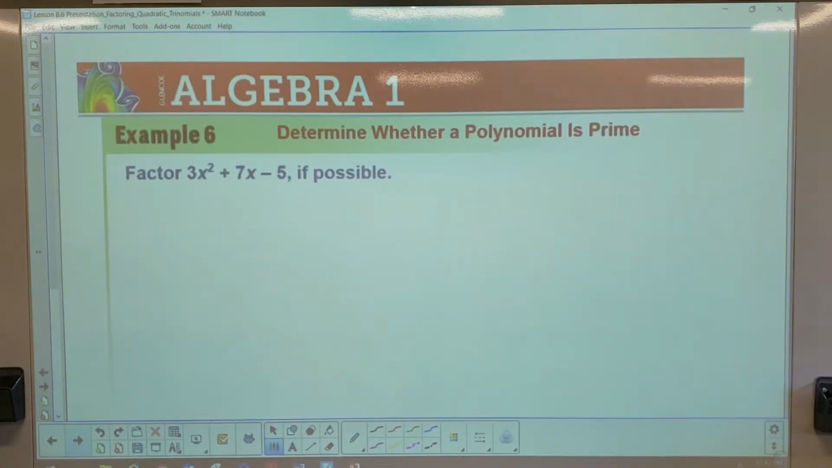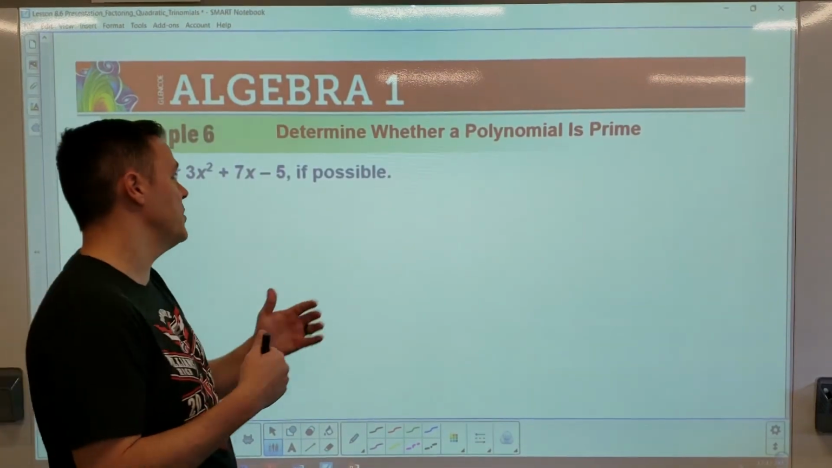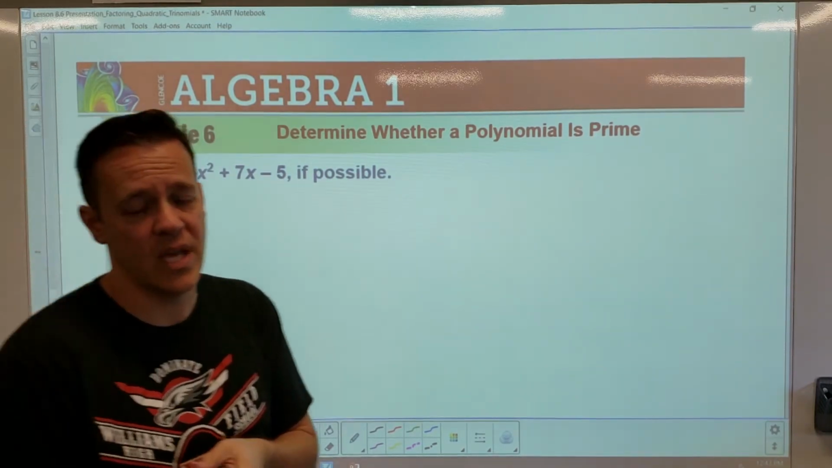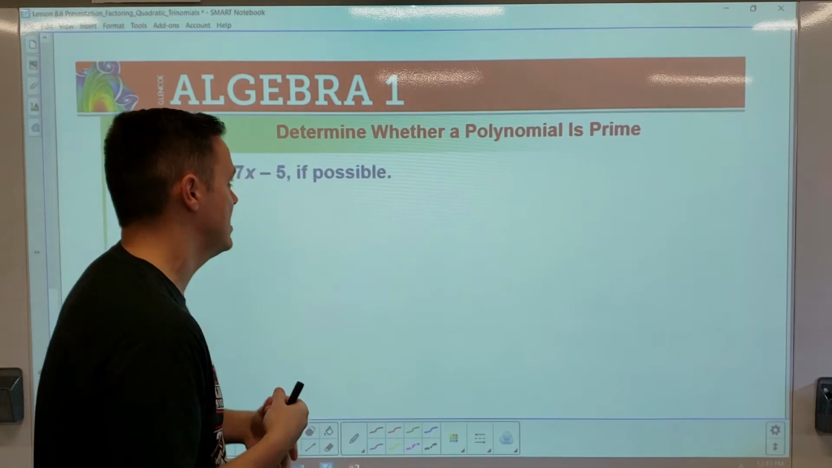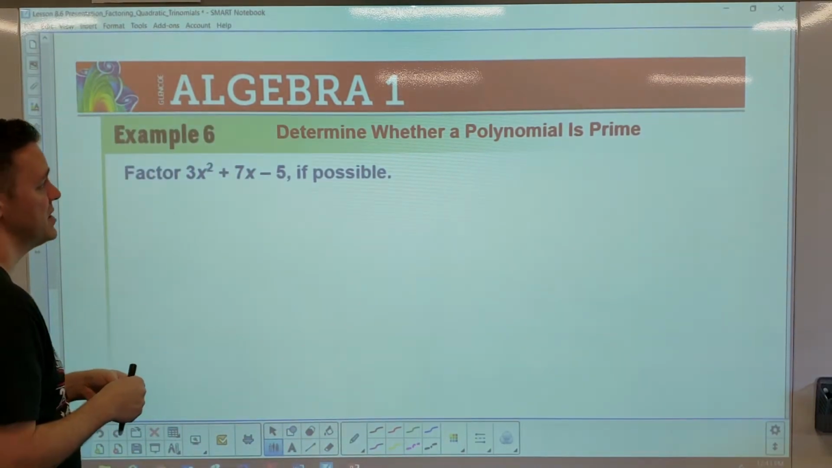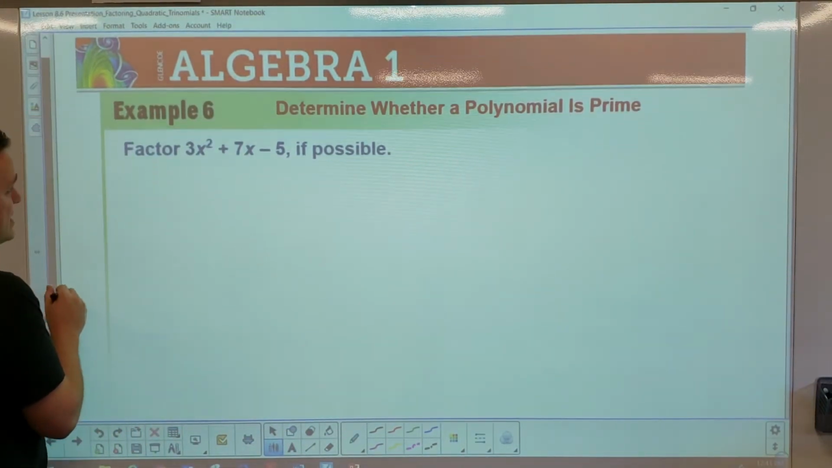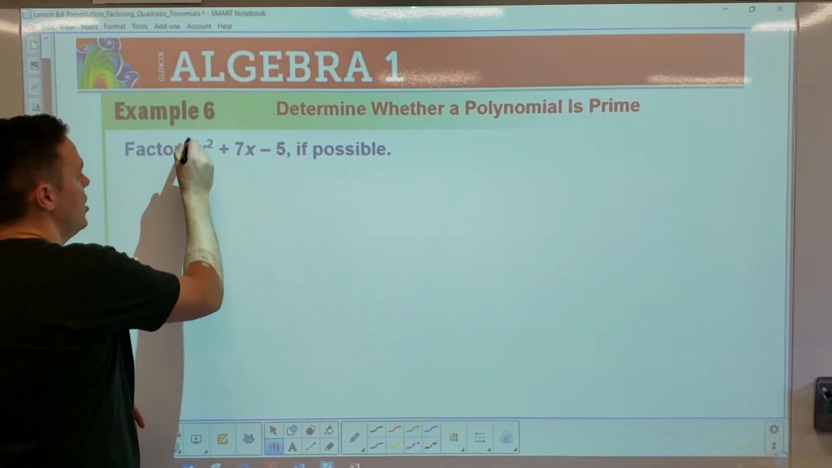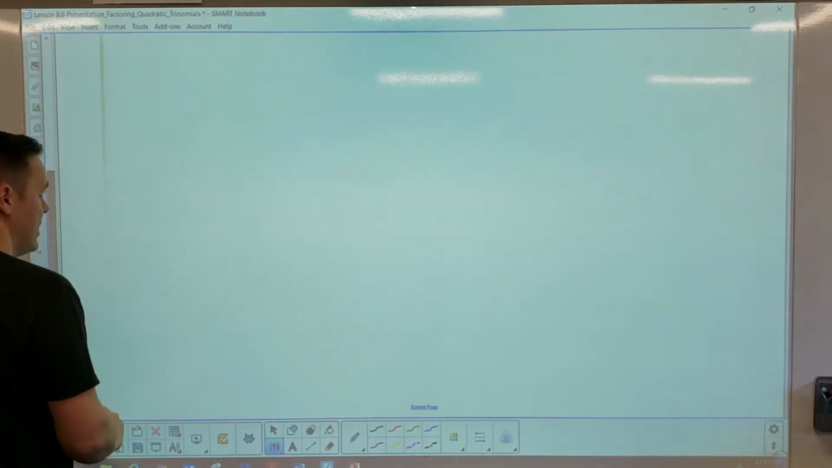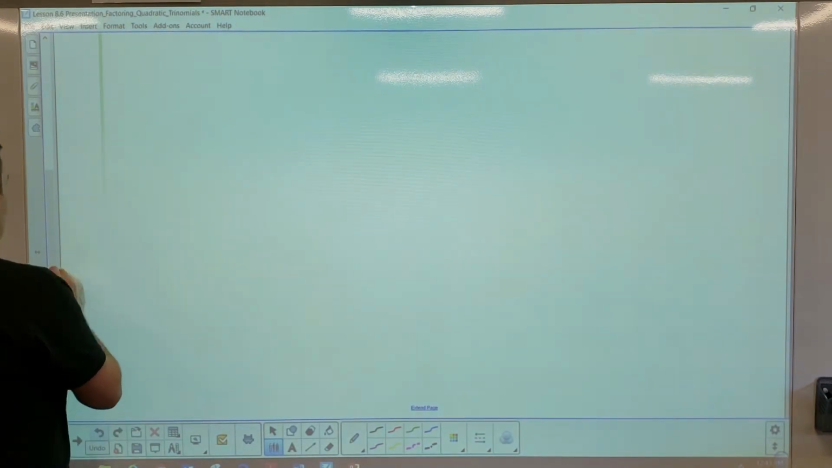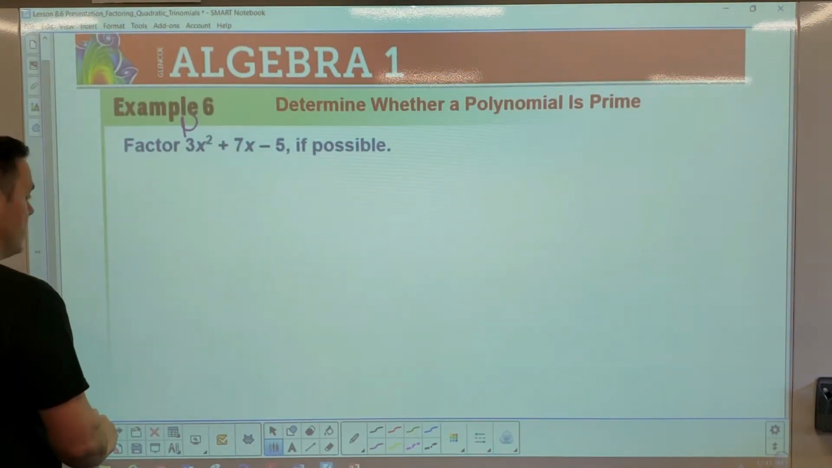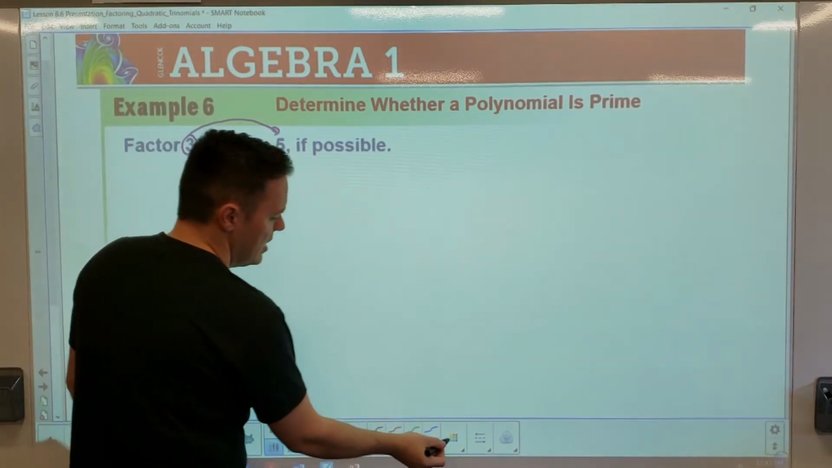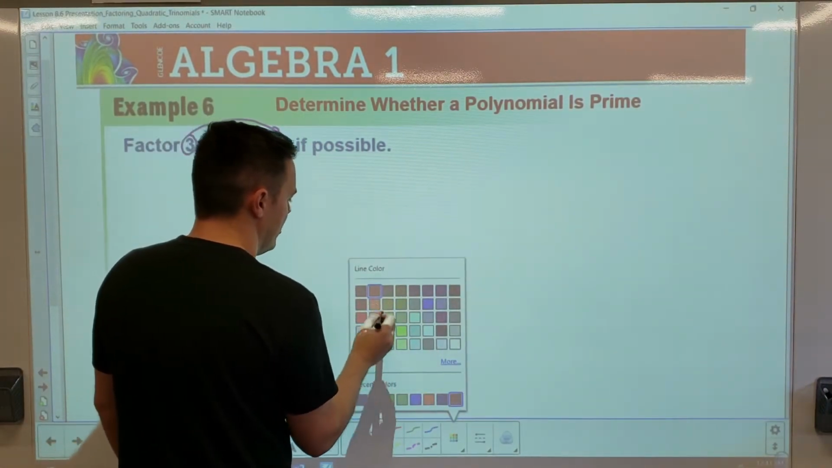All right. Determine whether a polynomial is prime. Oh, yay. So we have to factor this if possible. Okay. So what we're going to work into now, in the last couple of examples here, is whether something is prime or not. And what that is, is can you factor this? So let's use our methods. Okay. So we know we're going to slide this over first. Where did that go? All right, we know we're going to slide this over to here first, right? So let's slide that over and let's see if we can solve this one.